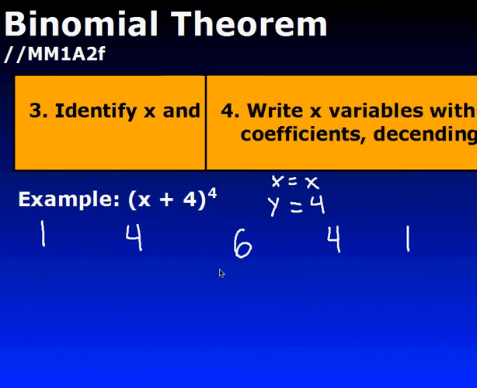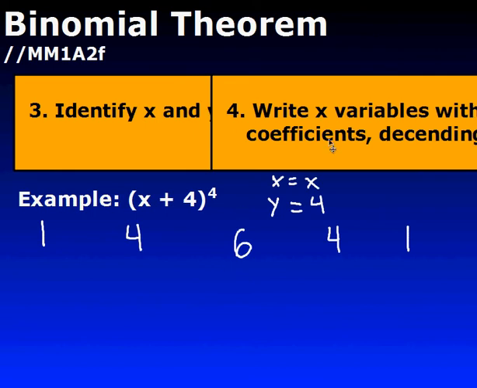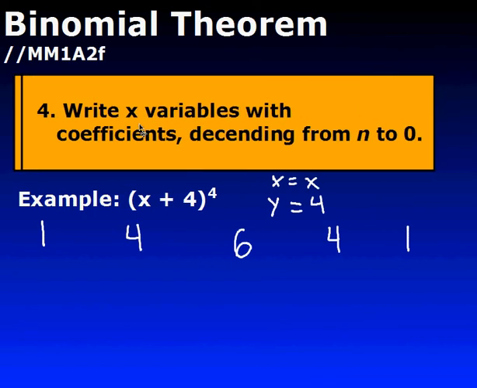Next step, I want you to write the x variables next to these coefficients, with exponents descending from n to 0. So next to the 1 here, I'll start with x to the 4th, n here's 4. Then x to the 3rd, x squared, x to the 1st power, and x to the 0 power. Okay, that step done.